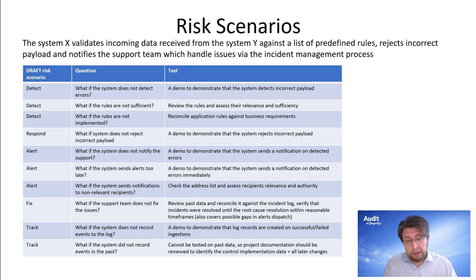Another alert question: the system sends the alert on time, but not to the right people. You need to review the distribution list to verify that the right people are the recipients of those alerts.